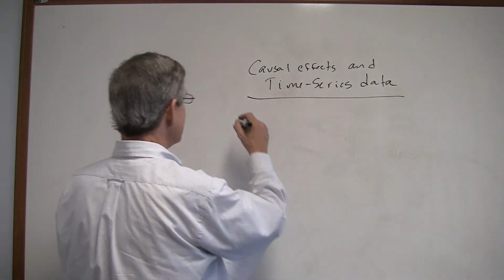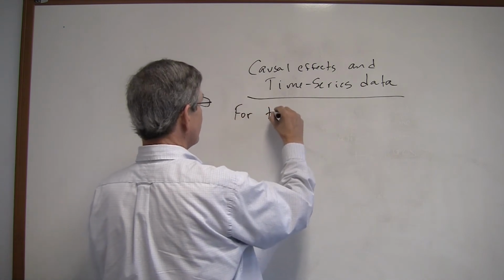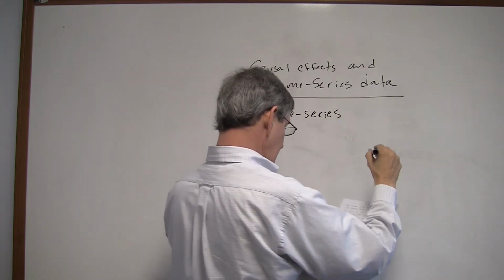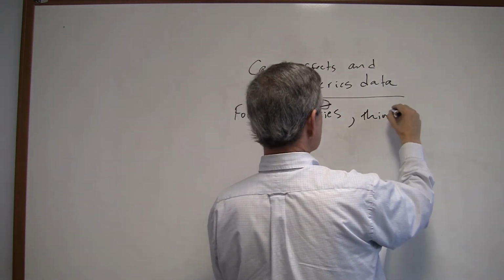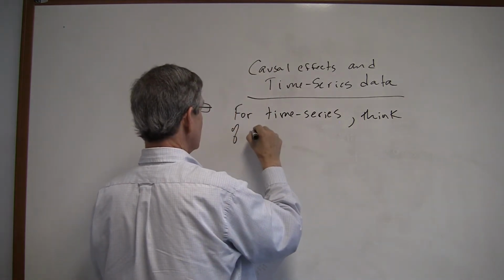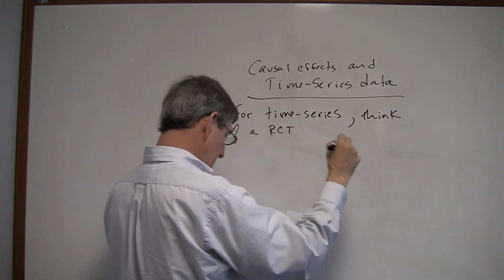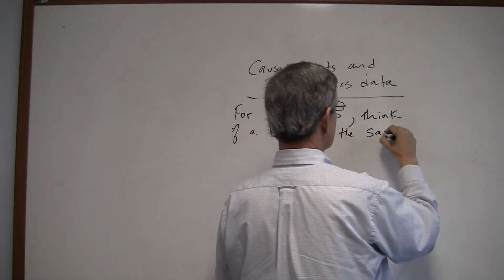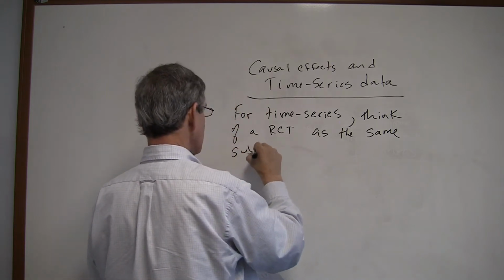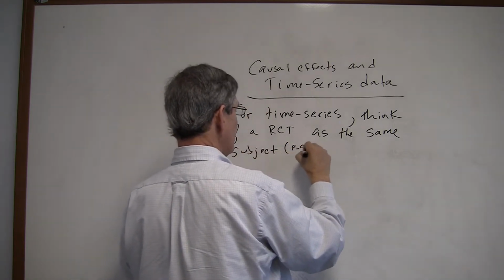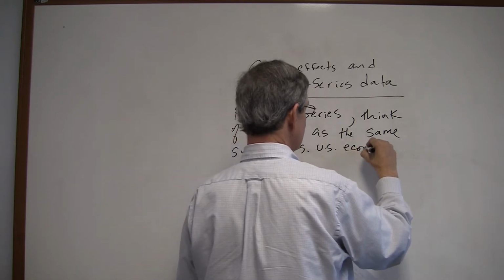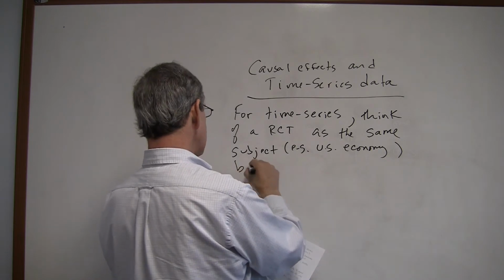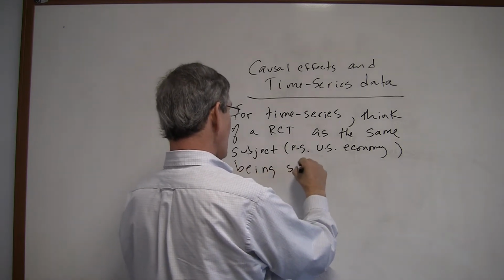So for time series, think of an RCT, randomized control trial, as the same subject, for example, the US economy, being subjected to different treatments over time.